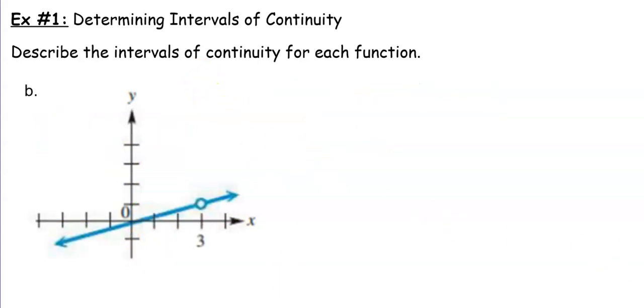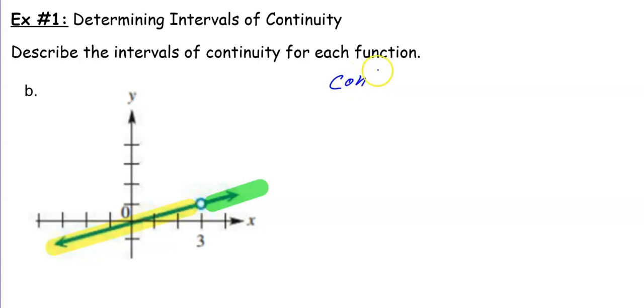Well, how about this one? So if we start at the left and we start tracing it, we get to that circle. We're not allowed to be on that circle. So my pencil has to come up off the page. We're going to get to the other side of the circle, and then we're going to keep going forever. So where do we have continuity on this function? What is the interval for my continuity?